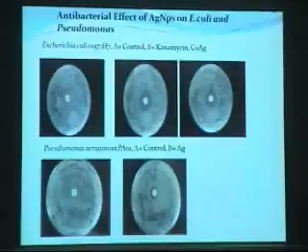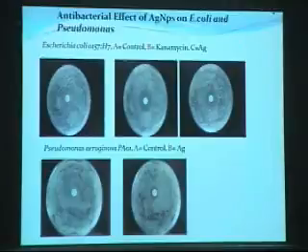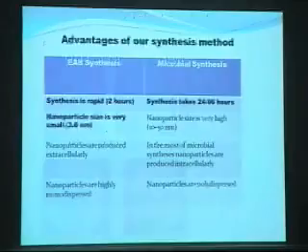Then we conducted a preliminary antibacterial test on E. coli and Pseudomonas. You can see the silver. We used distilled water as the control and kanamycin as a positive control. You can see the silver is almost competing with the kanamycin. Kanamycin is a very well-known antibiotic, so our silver nanoparticle is also giving high antibacterial properties. You can see the inhibition zone is almost like the kanamycin. So it was just our preliminary result on the antibacterial properties.